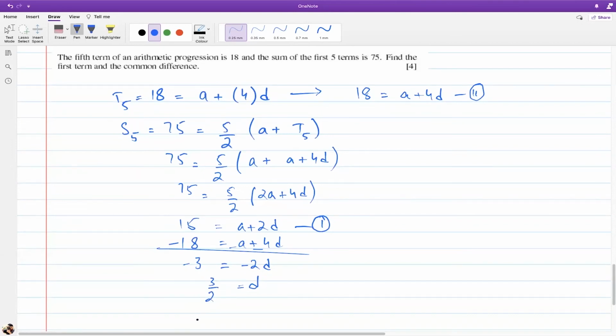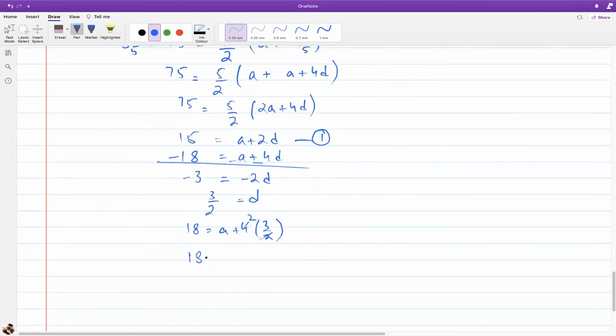And what's the first term? Take any of these equations. Let's say I take 18 is equal to a plus 4d. So d is 3, by 2, 2 cancels out. I'm left with 18 is equal to a plus 6. 18 minus 6 is a. A is equal to 12. So I've gotten the first term. I've gotten the difference. यही मुझे चाहिए था.